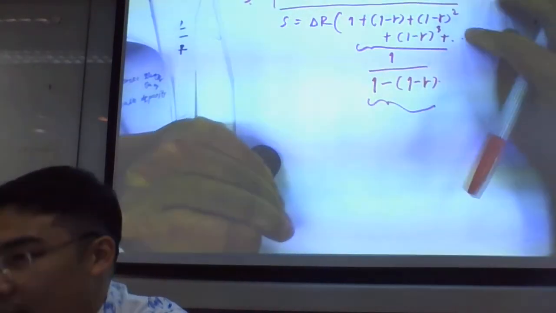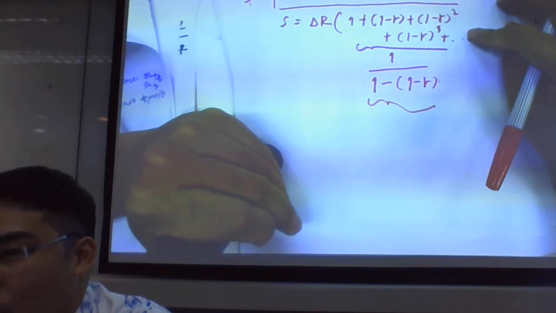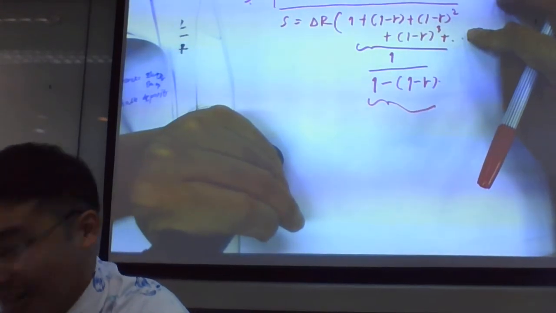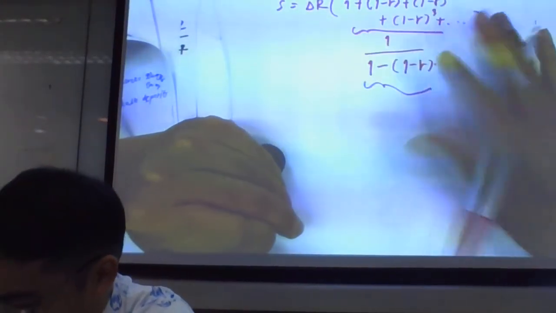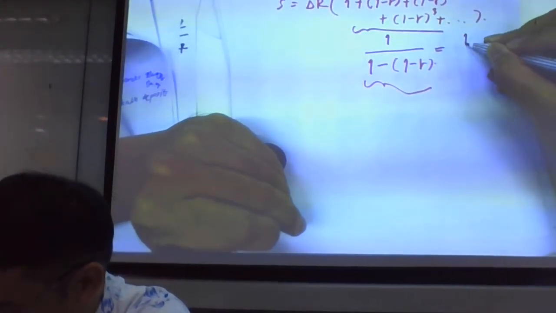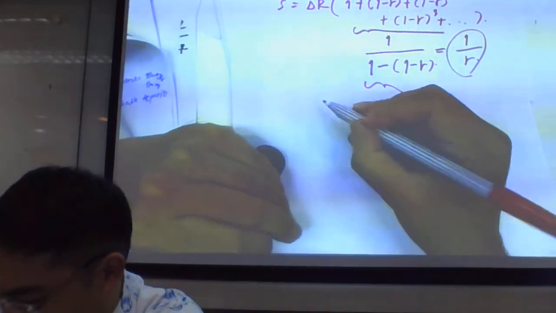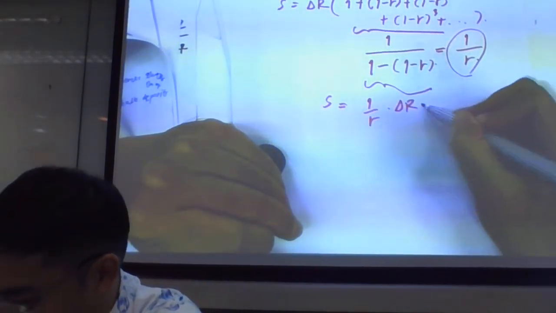In fact, it is the same formula as the perpetuity. I think you guys know perpetuity, right? Perpetuity. If you don't know, don't worry. Just study only this one. For this one, what you will get is here. Okay? So you can have the formula as this one.